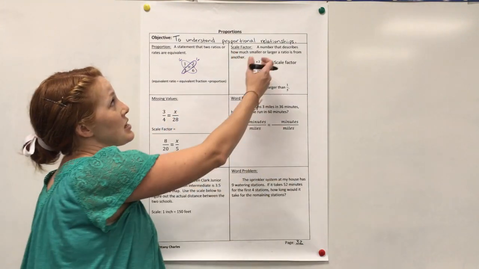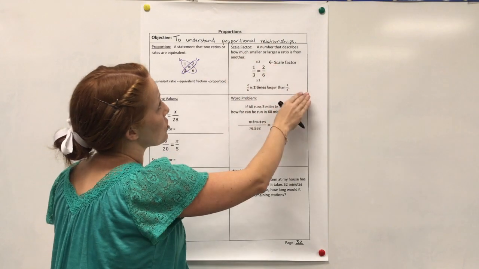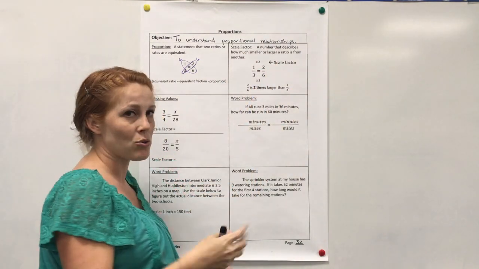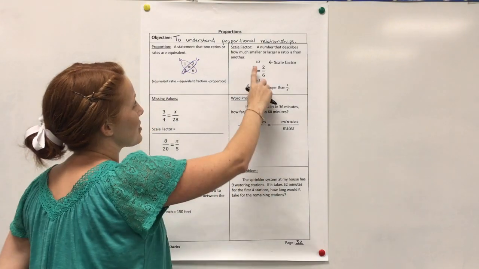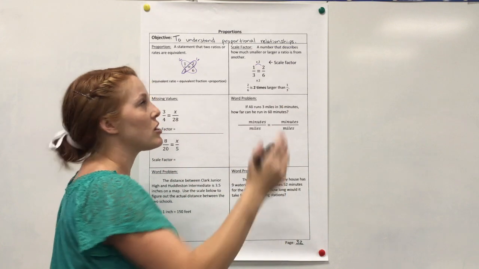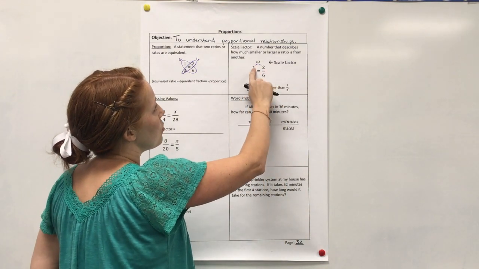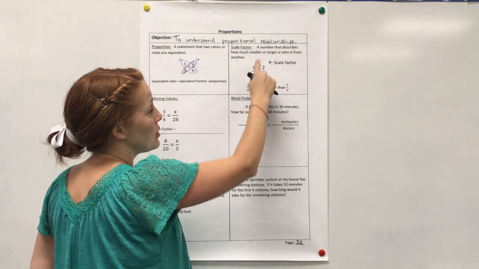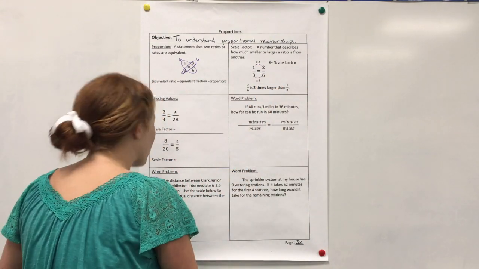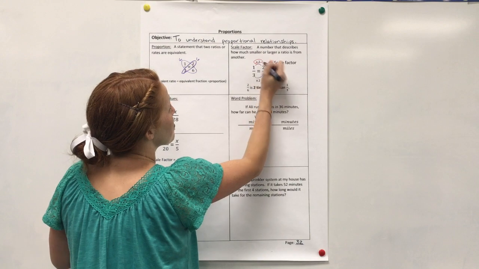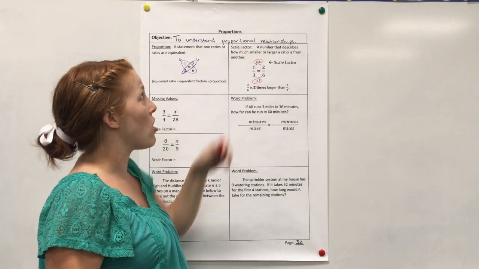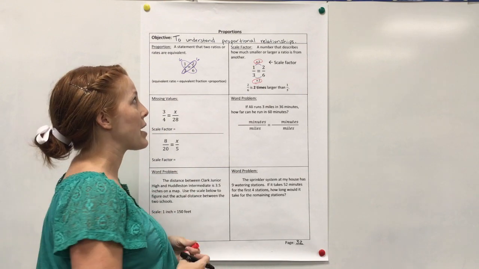Now, one other way that you can look at this or tell is scale factor. Scale factor is a number that describes how much smaller or larger a ratio is from another, or a rate, or a fraction, etc. So basically, we've used this, we just haven't really been calling it scale factor. How do we get from here to here? Well, from 1 to 2 is times 2, and from 3 to 6 is times 2. So because this number right here is the same, then I know that these are, in fact, proportional.